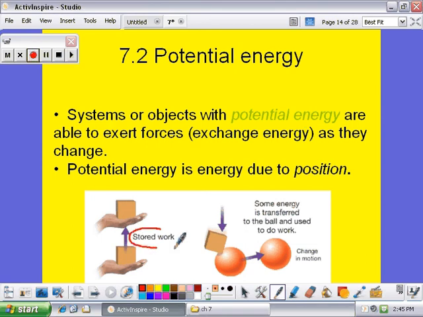Basically we're talking stored work. Some of this energy is transferred to the ball to do work. When it's transferred, it's changed into kinetic energy, energy of motion. So while the block is just sitting in the hand, that is potential energy. The energy has not been used for anything yet.